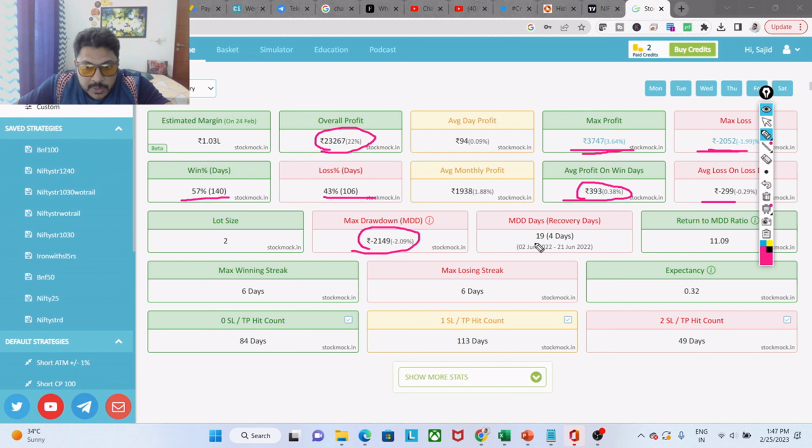decreased, and your maximum drawdown days are 19 days, and you can recover your money in 4 days. This is the best thing, and you can see that the 11 MDD ratio is a very fantastic number, and expectancy is about 0.32. So winning days 6 days, losing days 6 days, but in winning days you're winning more, in losing days you're losing less. 84 days 0 stop loss hit, 113 days at most one stop loss hit, and 49 days both stop loss hit, which is less.